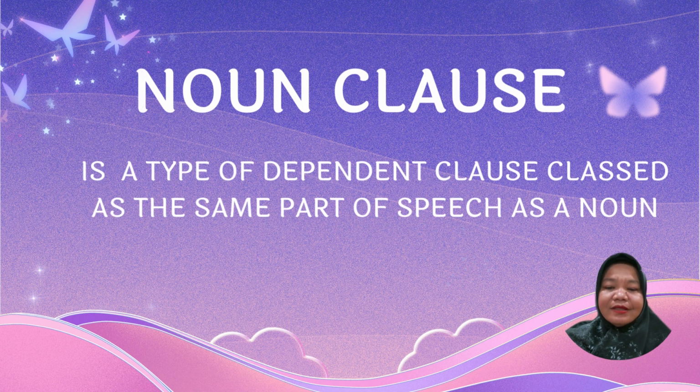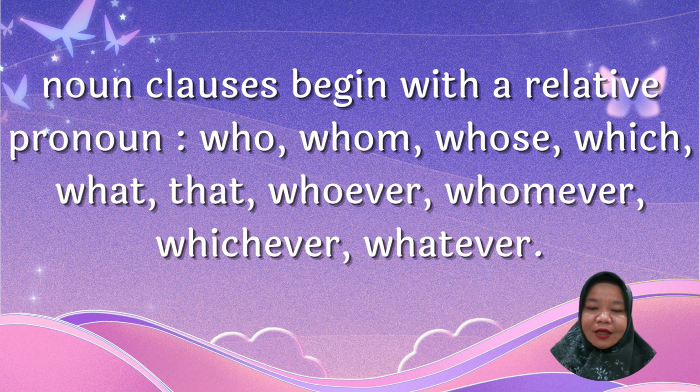A noun clause is a type of dependent clause classed as the same part of speech as a noun. When a simple noun is not enough to represent a person, place, thing, or idea, we use a noun clause. We should remember that noun clauses begin with a relative pronoun: who, whom, whose, which, what, that, however, whoever, whichever, and whatever.